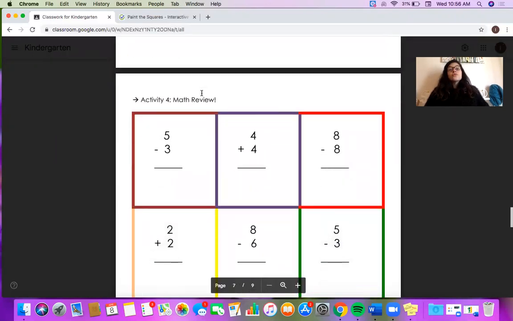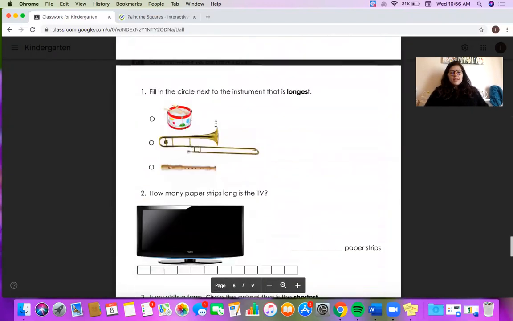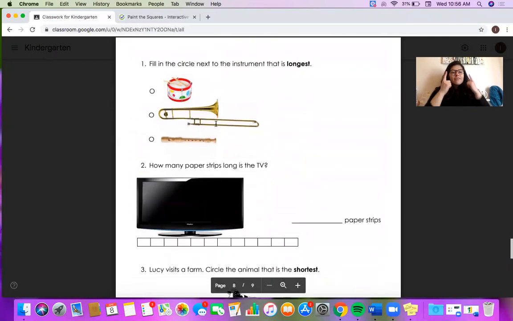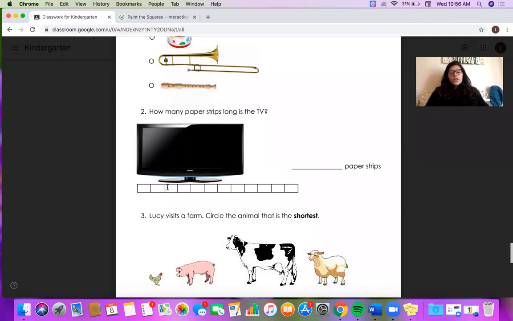And finally, once you've finished the more topical lessons of the day, then you can move on to your activity number 4, which is math review, some subtraction addition. And then here you have some visual measuring to do. This is where you're going to need to trust your brain and your eyes to help you measure. And sometimes they will put non-standard units of measurement next to an object, and you'll have to count how long objects are using those measurements.